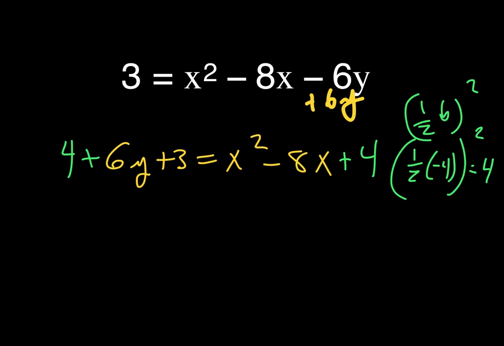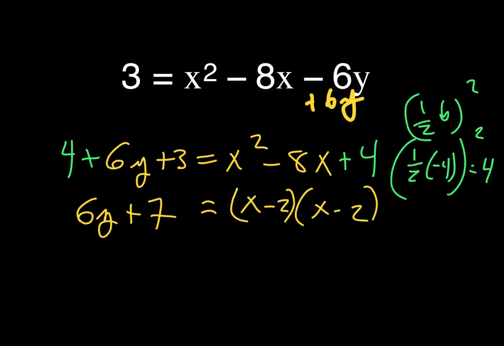On the left-hand side, that simplifies to 6y plus 7. On the right-hand side, I'm going to then factor this. x minus 2, x minus 2. Two numbers that multiply to positive 4, that add to -8. Ooh, that's not right. Half of 4, yeah, see? Where'd you get 4? Yeah, that's a good question.